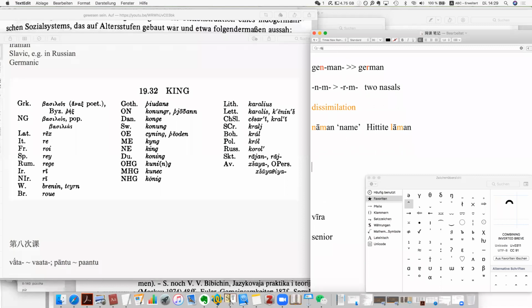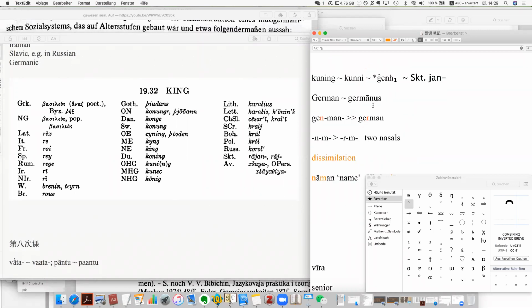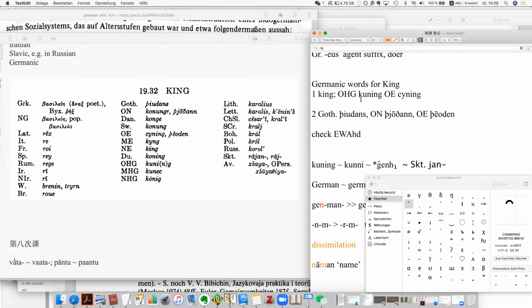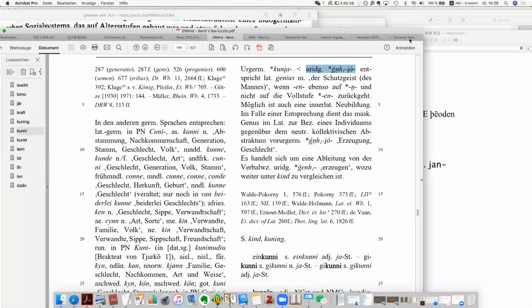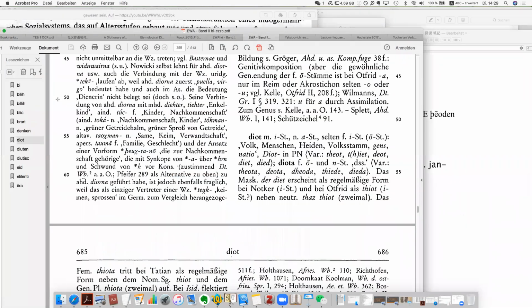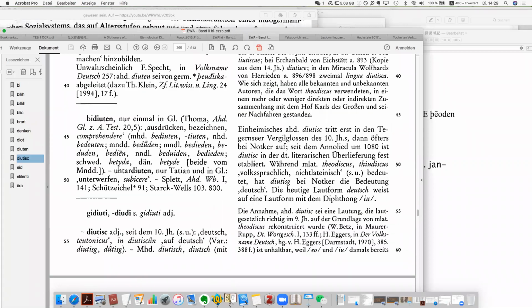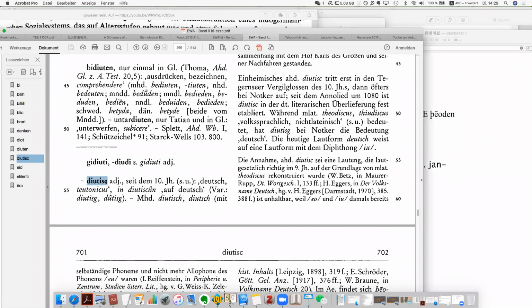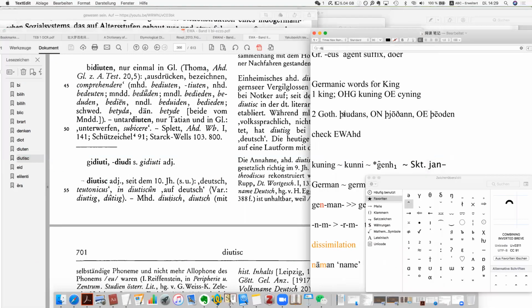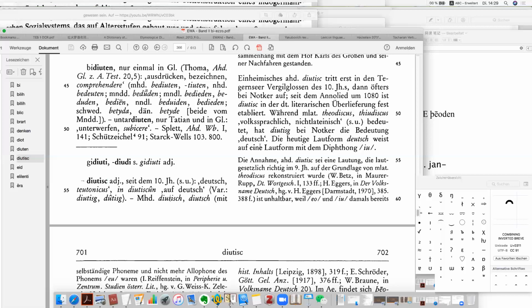So let's move on. This is actually the Germanic words for the king. The first group. The second group, Sudan. Sudan is actually from the same root for Deutsch. So this is actually the word for Diutisk. Diutisk is actually Deutsch, and the word Sudan actually comes from the same root.